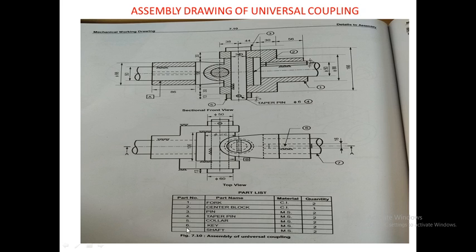Now we will see part number 4, that is the taper pin, which is again made up of mild steel and its quantity is 2. Now where is this taper pin? So first we have to locate the part number 4. We will see here. So you can see here part number 4, which is the taper pin. So this pin, this is nothing but the taper pin. Again this pin will be present in two quantities.